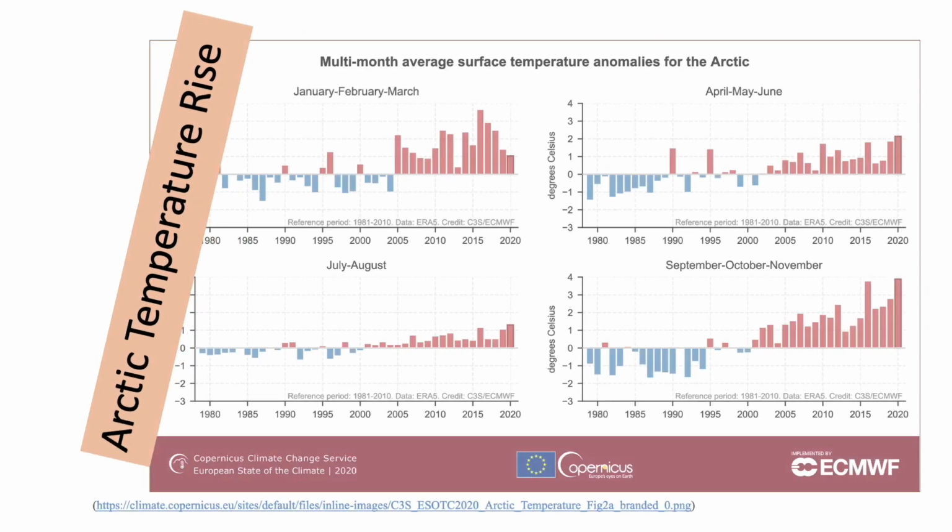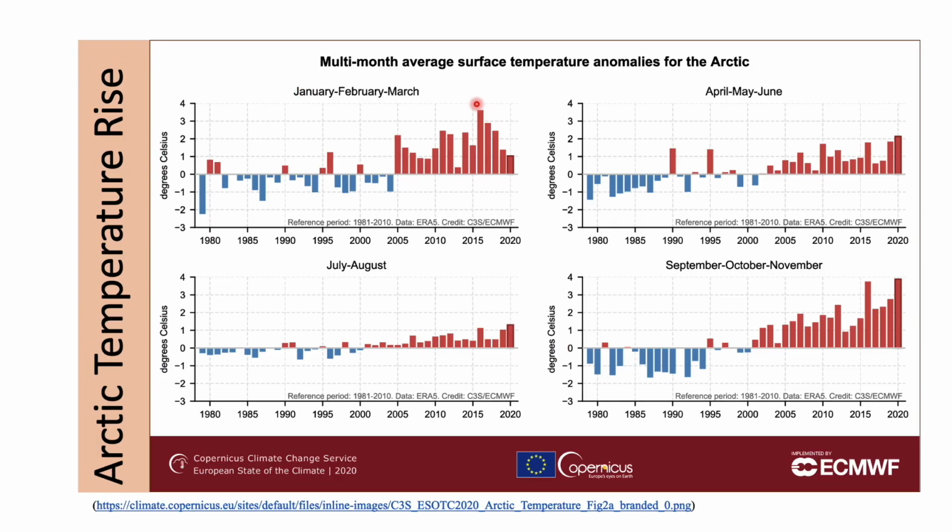There is a recent report which tells the multi-month average surface temperature anomalies for the Arctic from 1980 to 2020. So they have 40 years of recorded data on the temperature of the Arctic region. They have 4 quadrants. The first one is the January, February, March period. Then April, May, June, the second quadrant. July, August, and then September, October, November. They have not mentioned December here. So this is how they have bifurcated the 12 months into 4 sections.